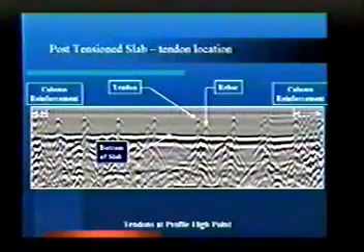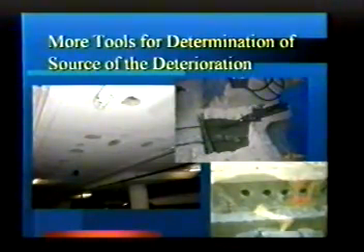We can also tell the difference between rebar and PT. Okay, in this particular graph, and I can't really read the graph, but what they tell me is there's the tendon and here's the rebar. So with GPR, it's a slick device. Okay, a couple other things.